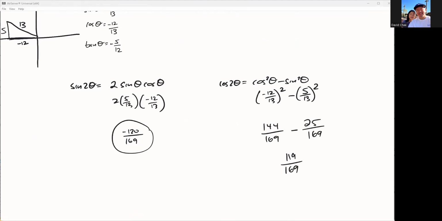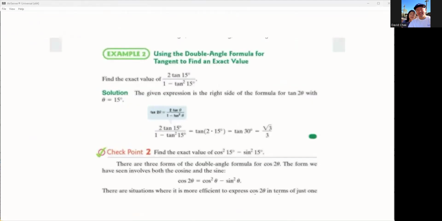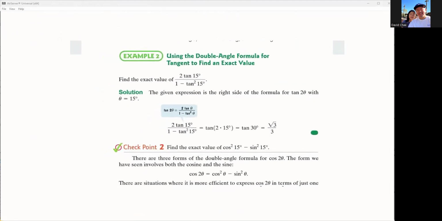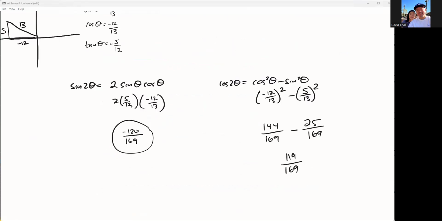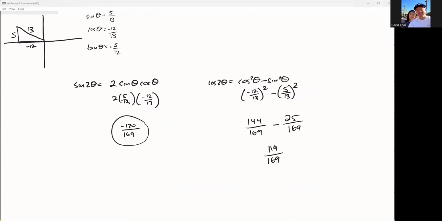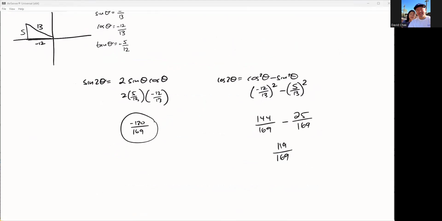I think you guys can figure out example 2. Do I have an example 2? Do you guys need me to slow down? Are we good? All right. Okay, copy this down. And then if you're done, go to checkpoint 1 and try to solve that one. You see checkpoint 1, it says sine theta equals 4/5. Find the sine 2 theta, cosine 2 theta, tangent 2 theta.